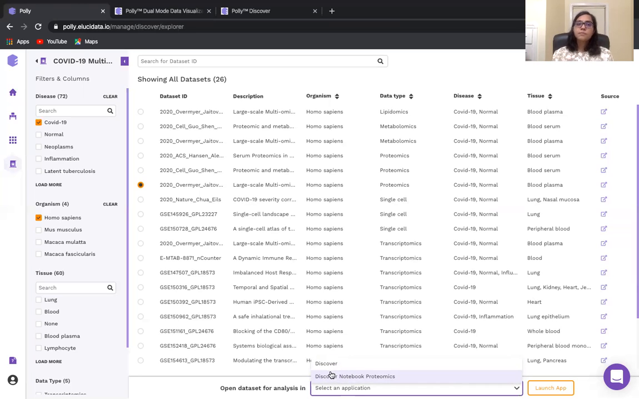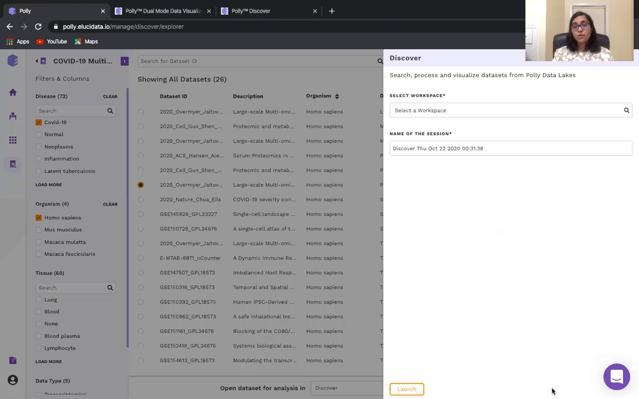So there are some pre-built applications that come pre-installed with Poly, but additional applications, your favorite tools, can also be added here. So you don't have to learn a new tool and can continue to use what you are familiar with and experienced with. So here we will first open these data with a point and click solution. It's an application called Discover. I will select the application and I will click on Launch App.